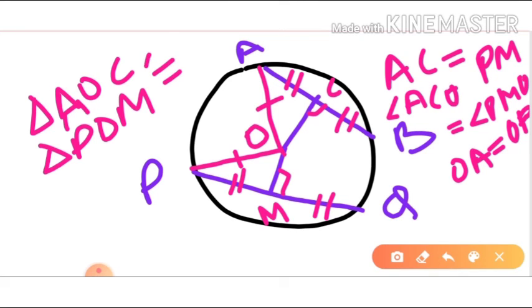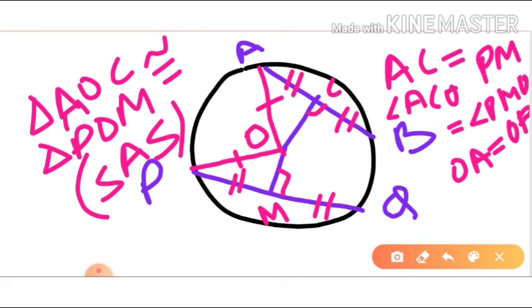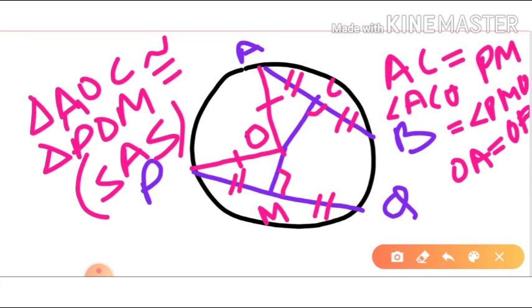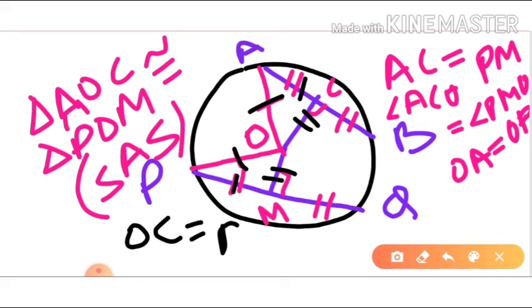These two triangles are congruent by SAS. When they are congruent, their corresponding parts will be equal. So the remaining corresponding parts are, if you see, already AC and this PM are equal, and this OP and OA are already equal. The remaining third side will be equal. That means OC is equal to PM. Sorry, not PM. OC is equal to OM. Now this is the proof.